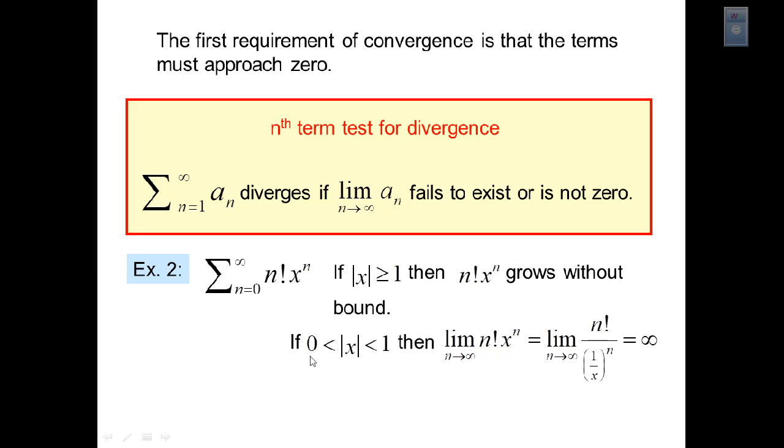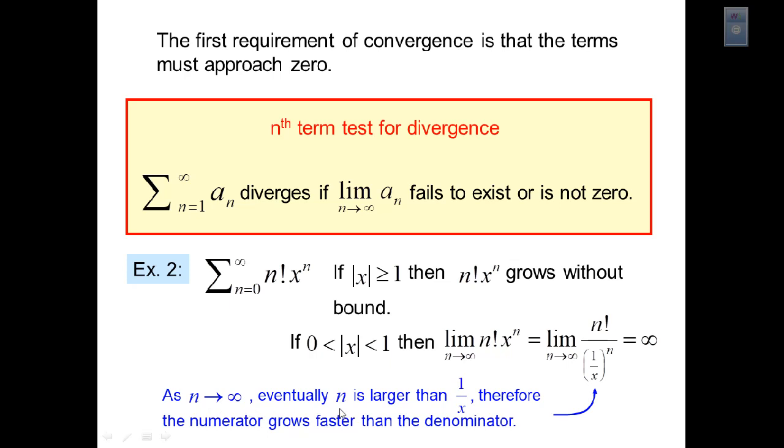Now, if we have a smaller number, a fractional number, for the absolute value of x, then you end up with n approaching infinity as n factorial over x to the n, and you can move that to the bottom and think of it as 1 over x to the n. So that means this down here is going to get larger and larger, but n factorial is going to grow way faster than that thing is, so we still end up with infinity. So this thing's going to diverge for all real numbers.